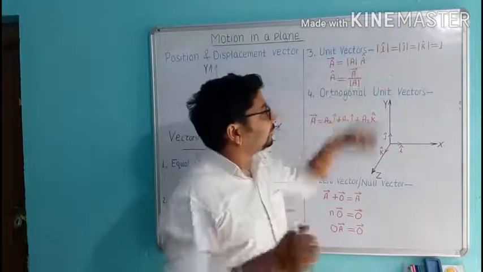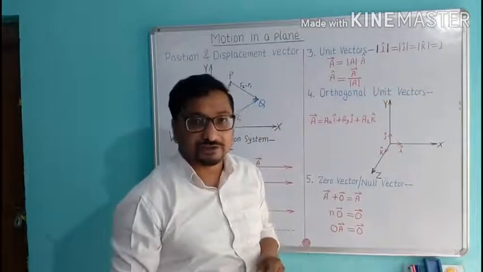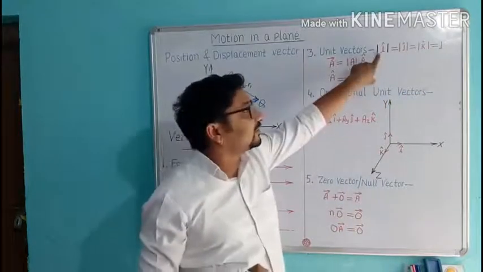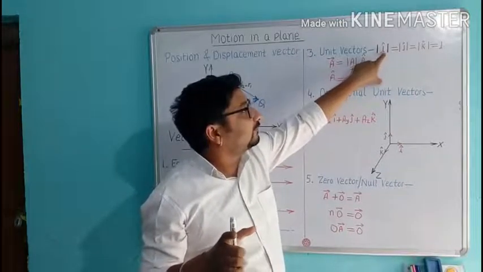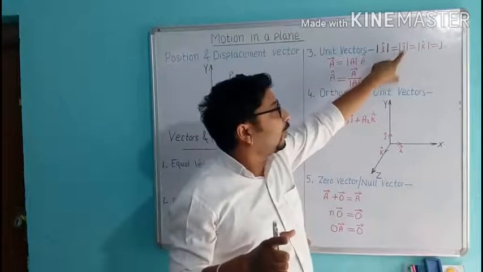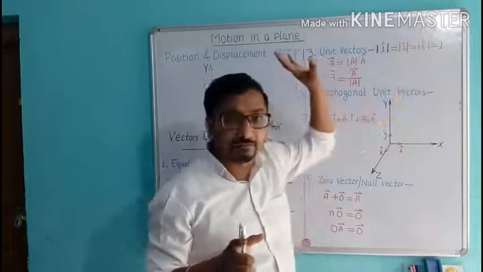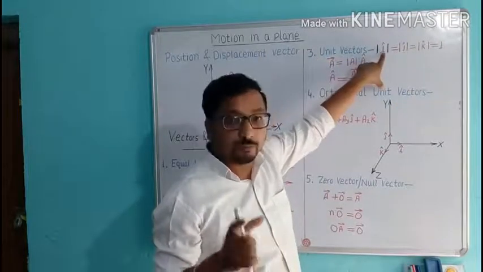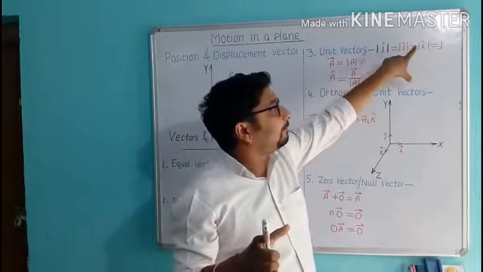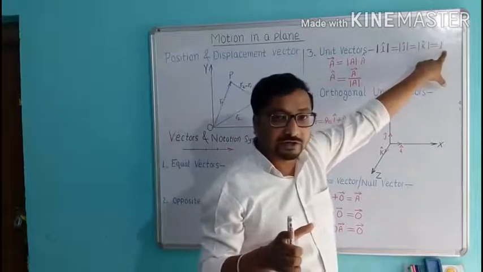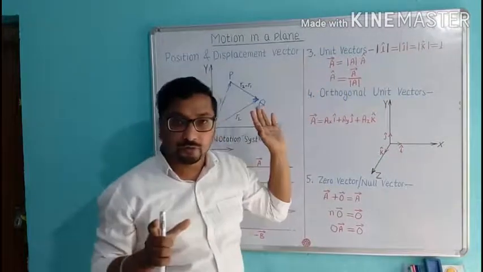And this is called mod. Mod means modulus. Modulus means their magnitude. The modulus of i cap, mod of j cap, mod of k cap is equal to 1. That means magnitude of i cap, magnitude of j cap, magnitude of k cap is 1. So that's why i cap, j cap, k cap are called unit vectors.